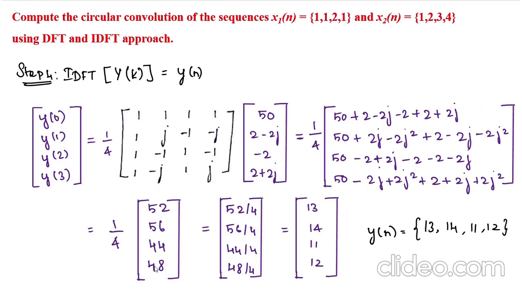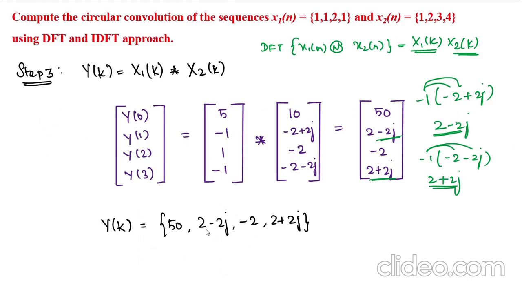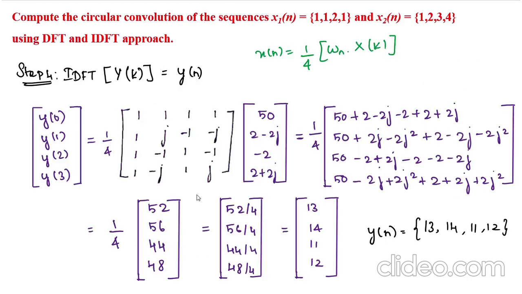In the final step, we will be converting this Y of k to Y of n, for which we will be using the IDFT formula using the matrix method. The formula is x of n is equal to 1 by 4 of the twiddle factor matrix into X of k. So 1 by 4 into the twiddle factor matrix, that is for IDFT, multiplied by Y of k. Y of k is 50, 2 minus 2j, minus 2, 2 plus 2j.